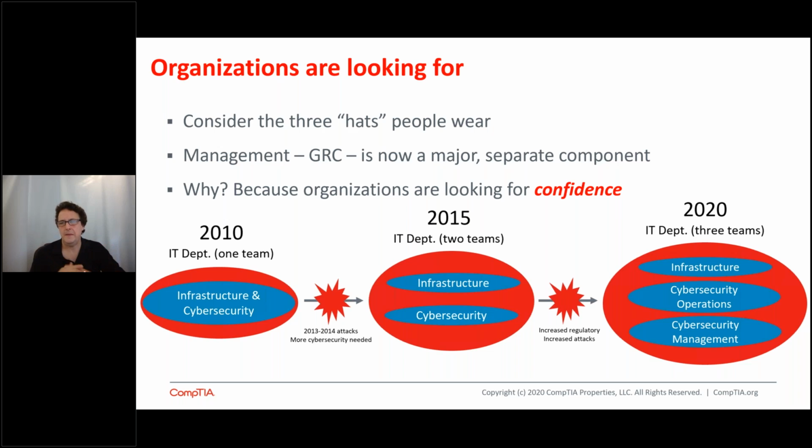By 2015, people realized there are two different approaches: infrastructure people who make sure stuff works, and cybersecurity people who make sure that things work securely. Well, by 2020, there are 3 hats that people need to wear on some level, whether in a small organization or a large one, to make sure that organizations move forward with confidence. And those hats are making sure the service works, infrastructure, making sure that it's secure, and making sure that it's managed properly.